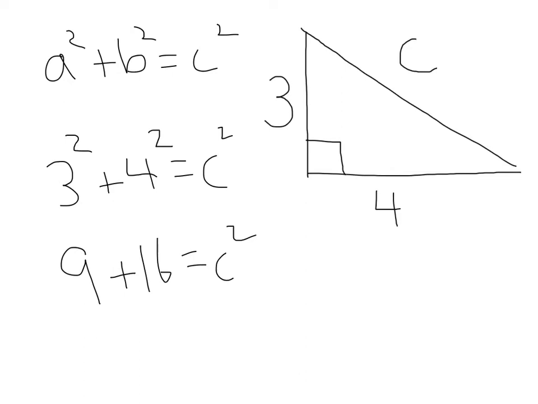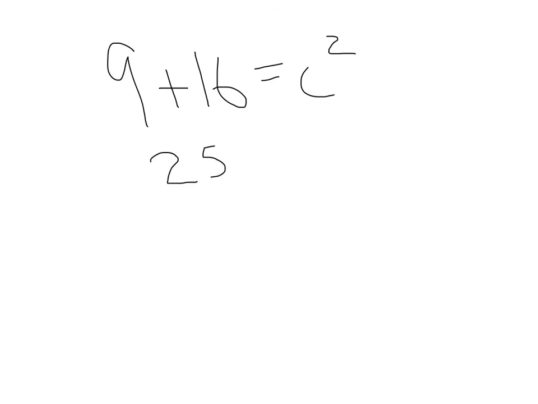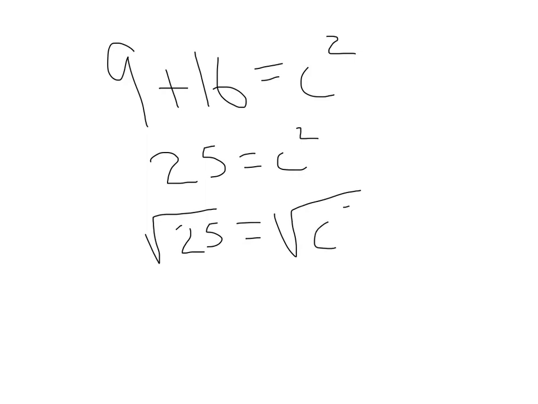Let me go to a new slide. 9 plus 16 equals c squared. Let's add those together. I get 25 equals c squared. So if you just think about the numbers, some number times itself is 25. It's 5. Now, mathematically, we would take the square root of 25 and then the square root of c squared.